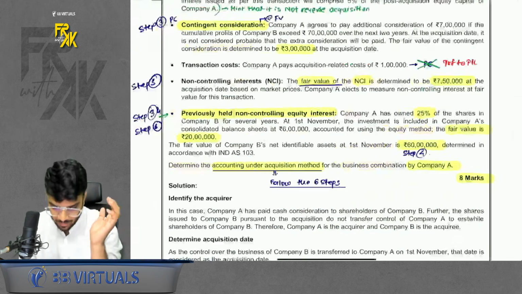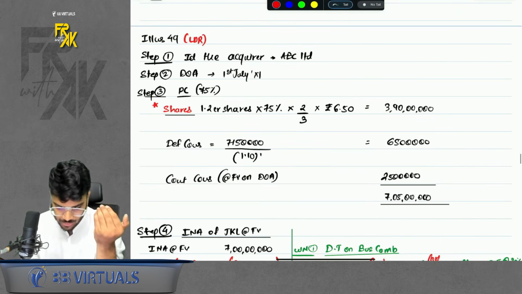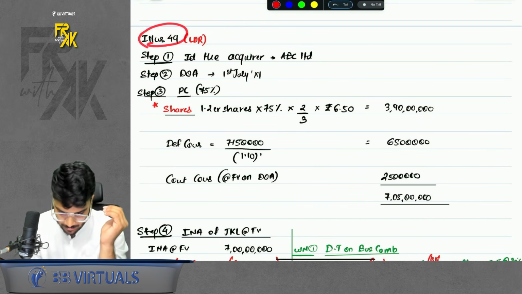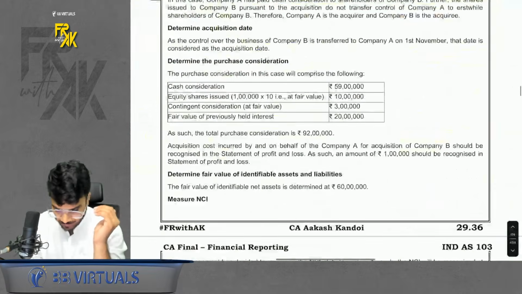Please do crack it. Apart from this, we have one more question, and that is illustration number 49. Again, a very simple question. Still, we will refer to it.